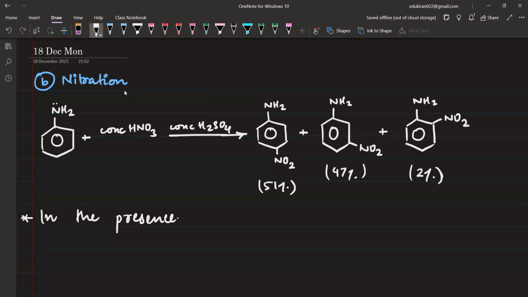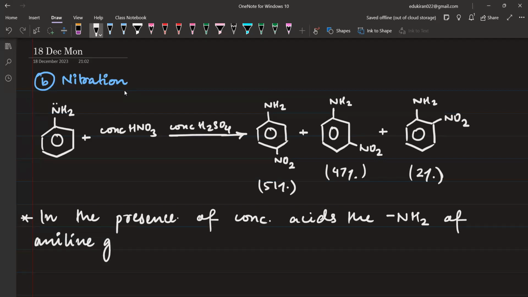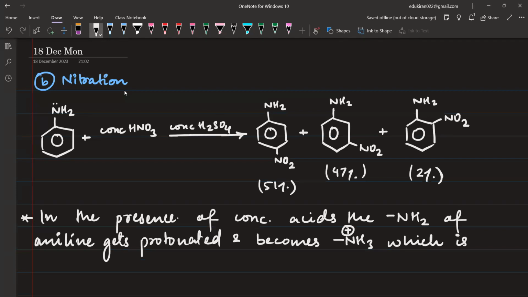In the presence of concentrated acids, the NH2 of aniline gets protonated and becomes NH3 positive, which is deactivating and meta-directing.